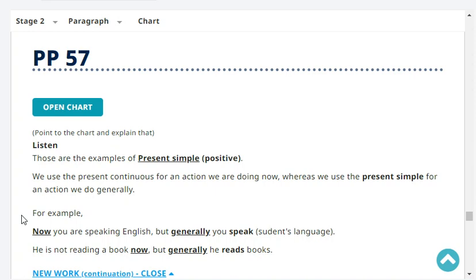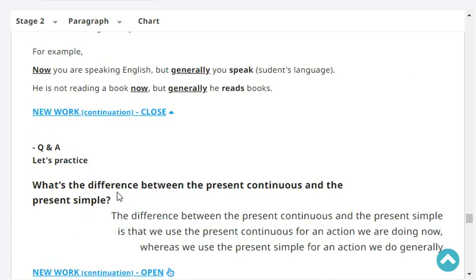He is not reading a book now, but generally he reads books. Okay, so let's practice.